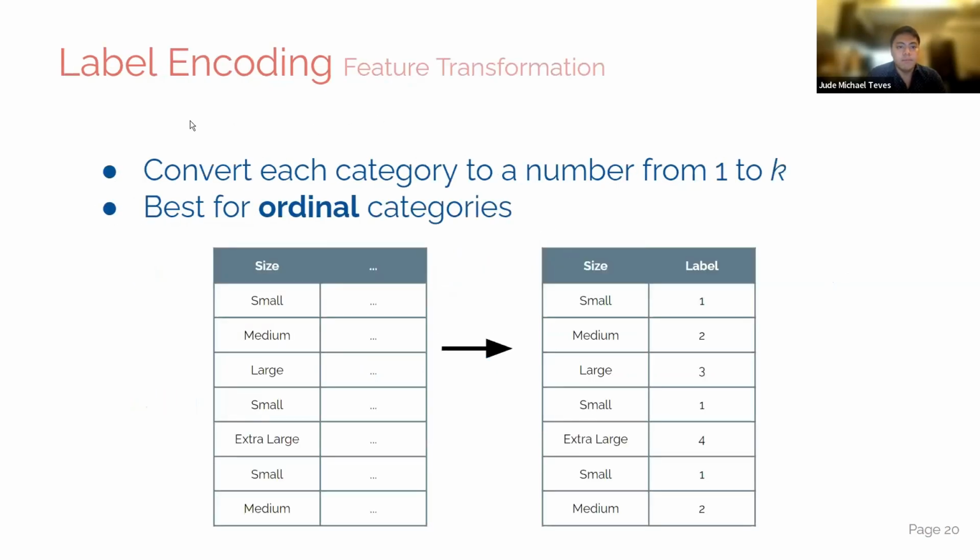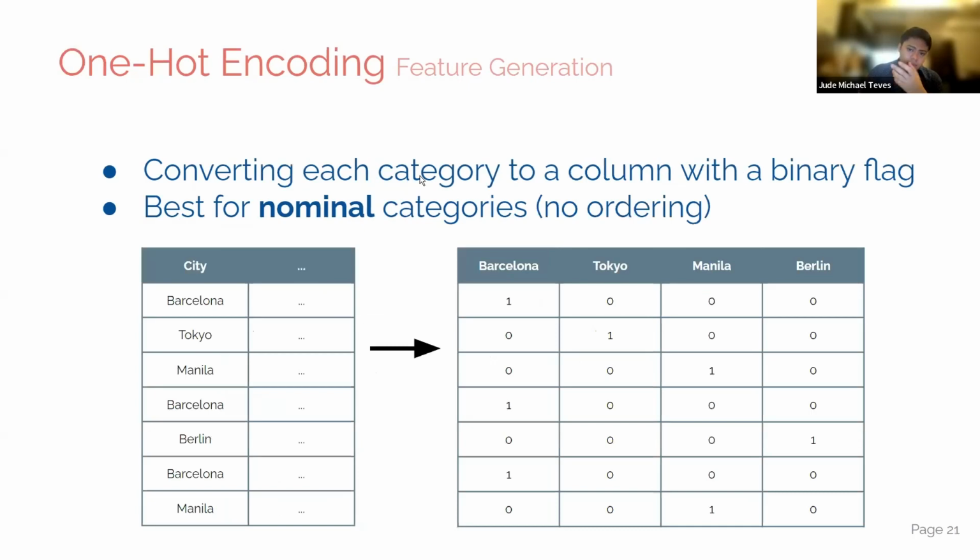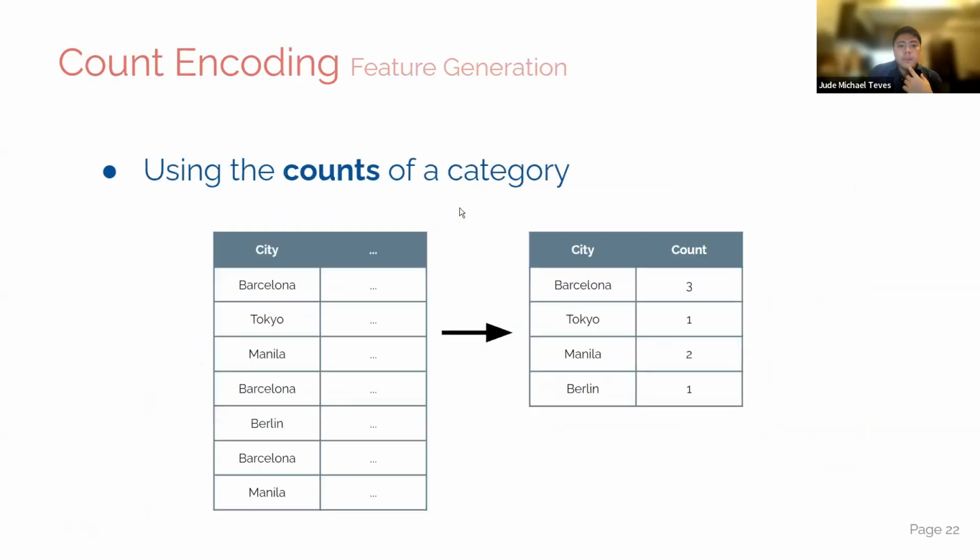What else? Examples of feature transformation: label encoding. It's in the pre-processing notebook that I've given you weeks ago. Use it for ordinal categories. Small, medium, large, 1, 2, 3. One-hot encoding: if there's no inherent order, like in the cities that we have in here, it should be in one-hot encoded format. What else? Count encoding, it's just a count.